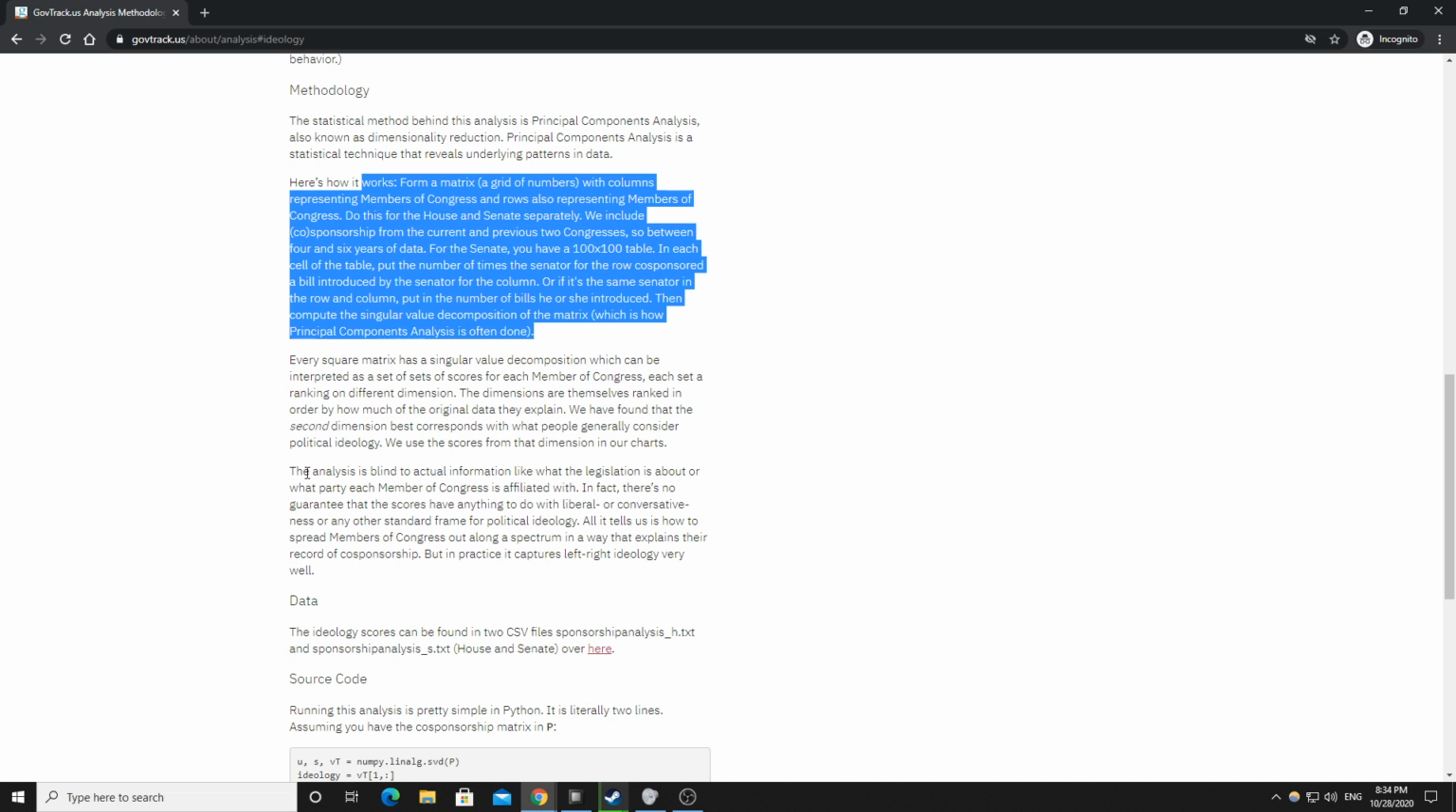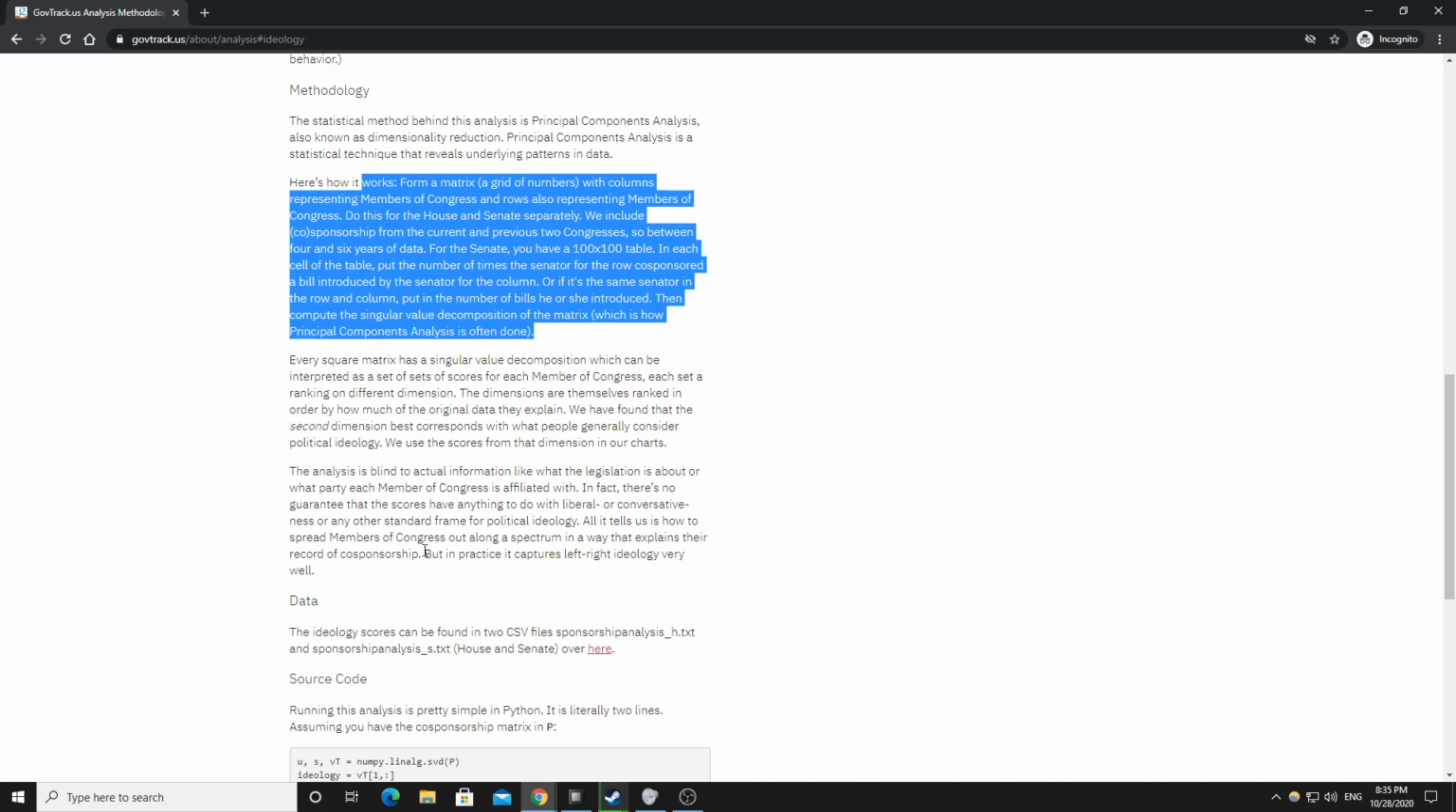Okay, so here we go. The last part of the methodology, they saved the best for last. Here we go. The analysis is blind to actual information, like what the legislation is about, or what party each member of Congress is affiliated with. In fact, there's no guarantee that the scores have anything to do with liberal or conservativeness or any other standard frame of political ideology. All it tells us is how to spread members of Congress out along the spectrum in a way that explains their record of co-sponsorship. Now here's the true best for last. But in practice, it captures left-right ideology very well.